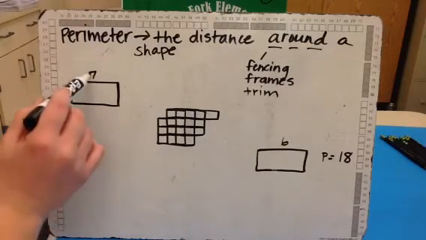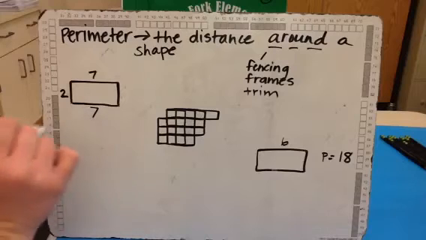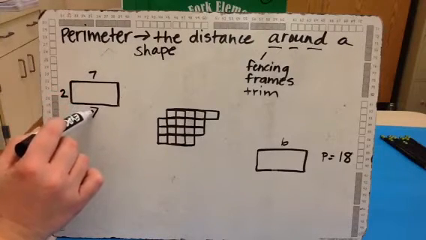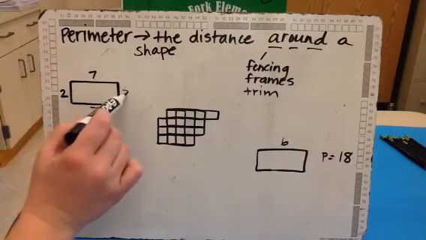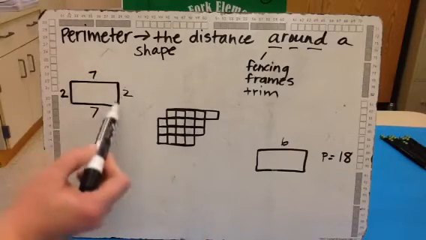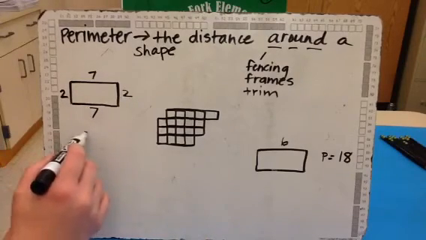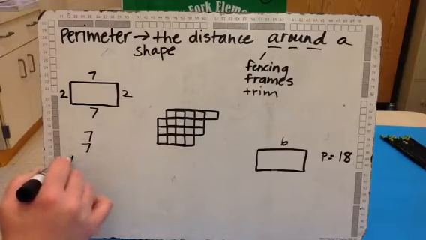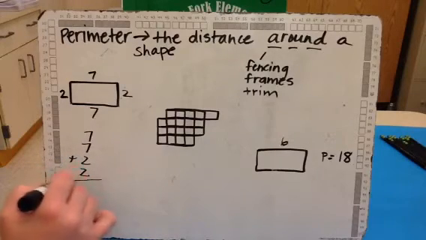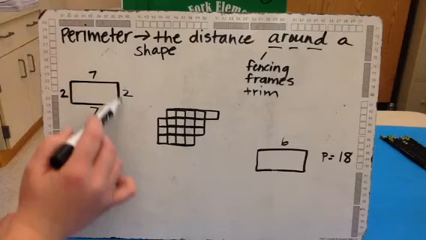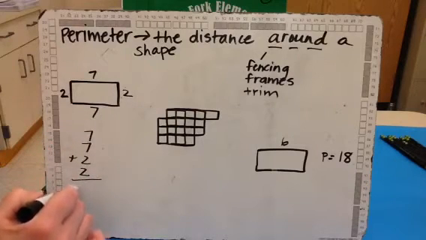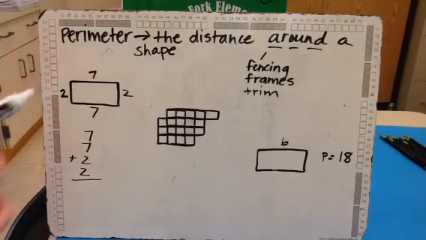So here with the rectangle, opposite sides are equal. So I'm going to then know if this is 7, then this one is 7. If this is 2, then this is 2. So now that I have all sides labeled, I can add all of my sides. So I'm going to do 7 and 7 plus 2 and 2. And I like to double check and see I have 4 sides and I have 4 numbers in my equation, just to make sure I didn't leave anything behind.